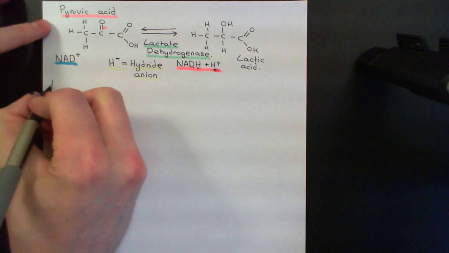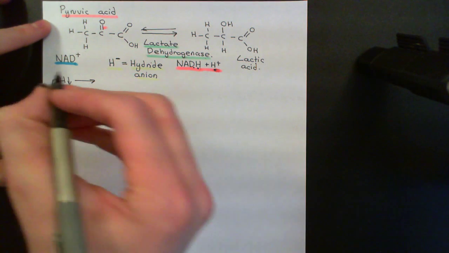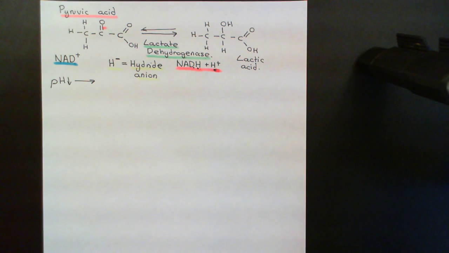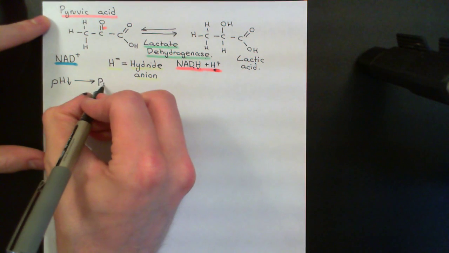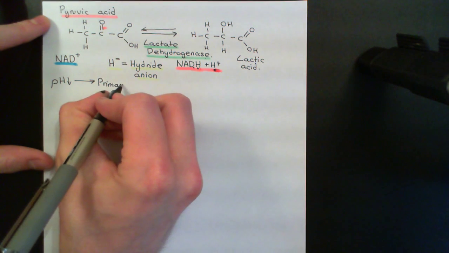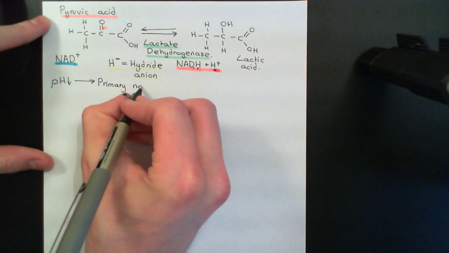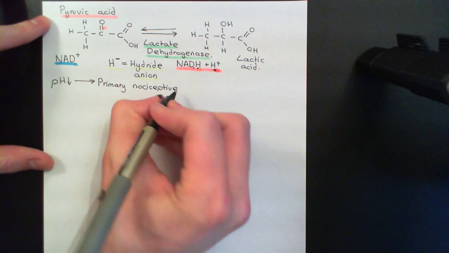So let me write this down. So when pH goes too low, it's going to activate the endings of primary nociceptive neurons, as they're called. Primary just means they're the first neuron in the pain pathway. Nociceptive is a fancy word for pain. Nociception is the perception of pain.